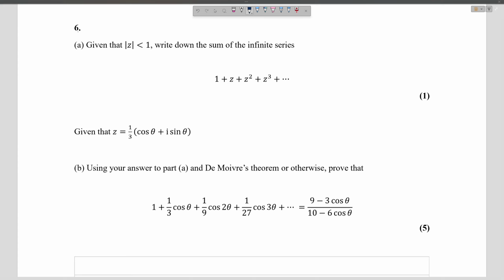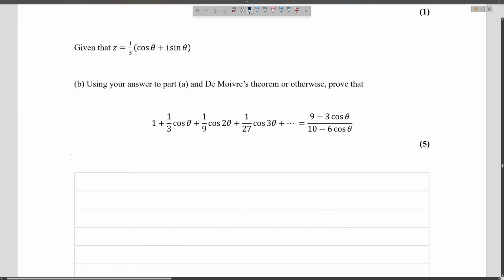So getting started with part A then, as we can see here, right, we're given that the modulus or the absolute value of z here is strictly less than 1. And all we want to do for part A then is just write down the sum of the following infinite series. So 1 plus z squared plus z cubed plus so on and so on. Now, hopefully you recognize then straight away that this series here is a geometric series, right? So for part A then, what I've got here is a geometric series.